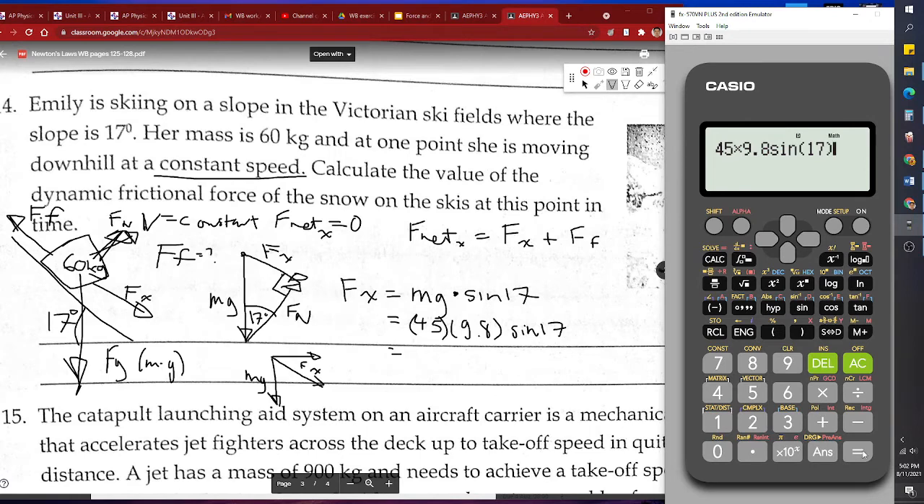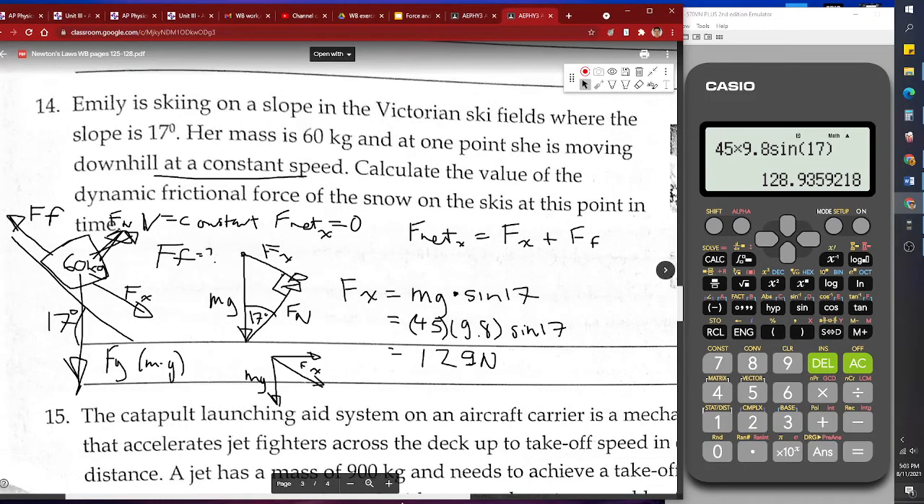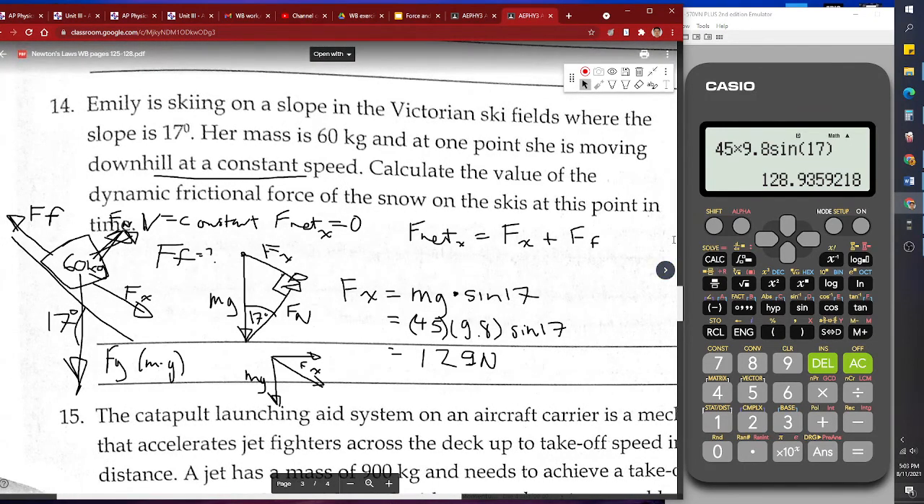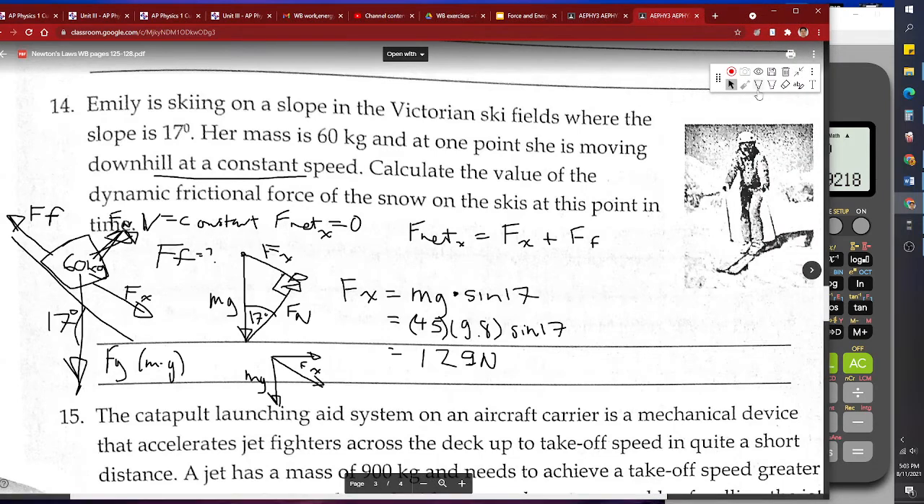Okay, I can close this, I don't have to. And it gives me 129 newtons. I'm just going to keep that in my calculator and write that there. So again, if I want to find Ff, then basically I need to, hold on, let me expand this a bit. Okay, rearrange my formula here to solve for it.